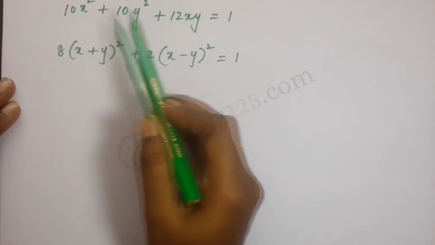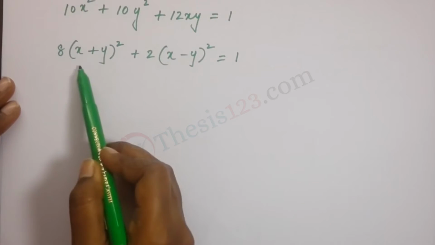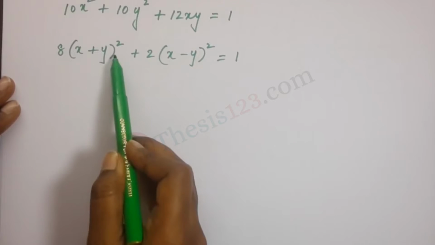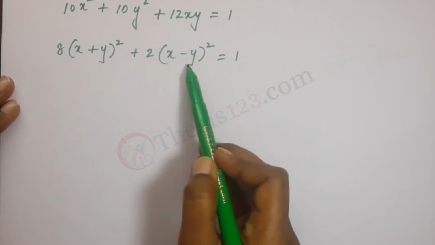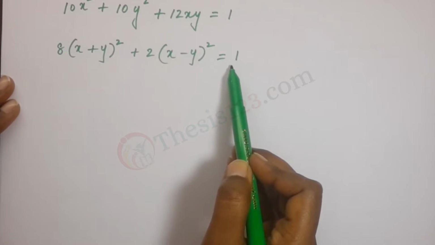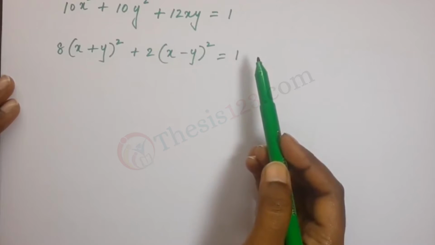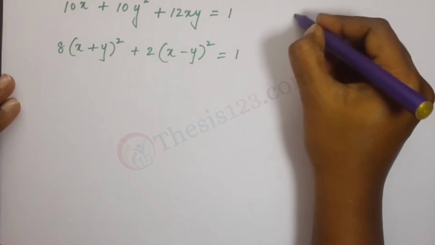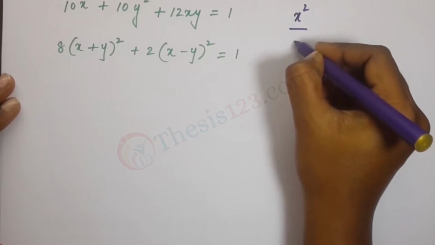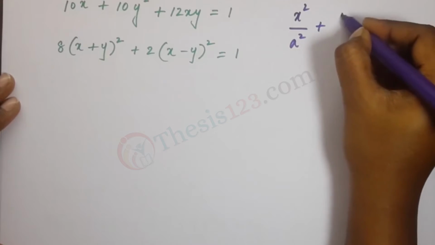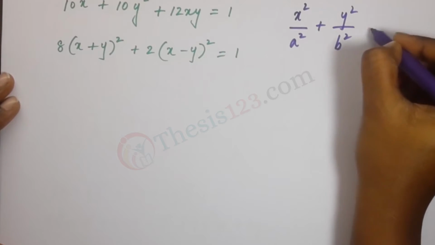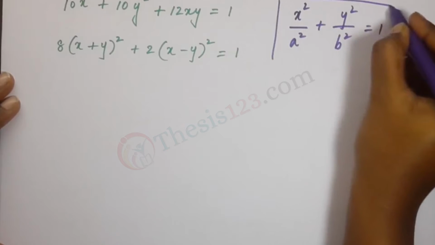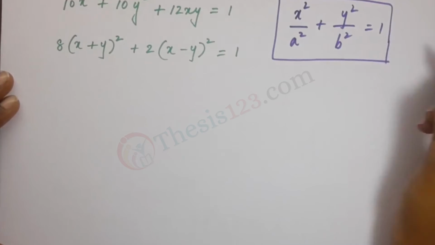If you split it, add terms and subtract terms, you will be able to get 8(x + y)² + 2(x − y)² = 1. Now let's write it in the general form of an ellipse. Now you're quite familiar with the general form. The general form is x²/a² + y²/b² = 1. This is the general notation.